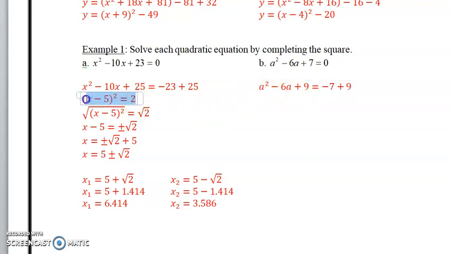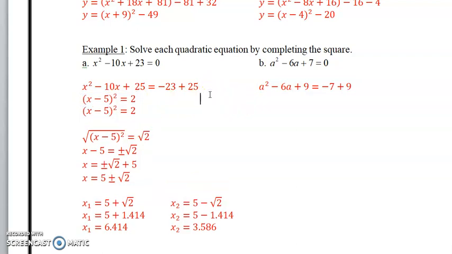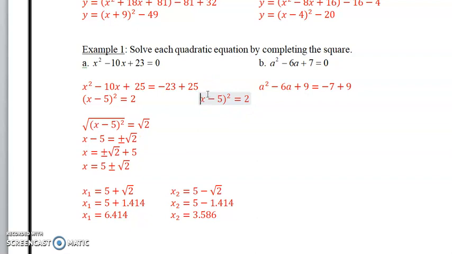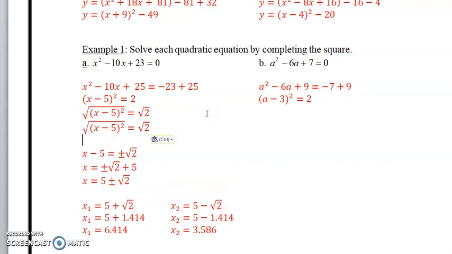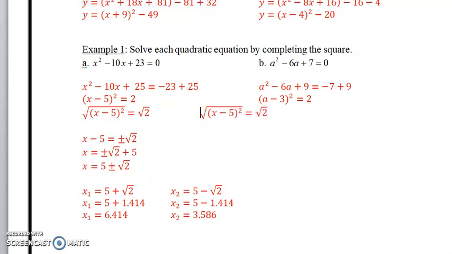And so I'm going to steal this because it's going to be very similar. Sorry. So it's going to be a, and half of negative 6 is negative 3, right? So it's negative 3 squared, and you get this part here. And everything else is the exact same. So I'm going to steal these lines here, guys. That's an a, that's a 3, right? Square root of both sides again.